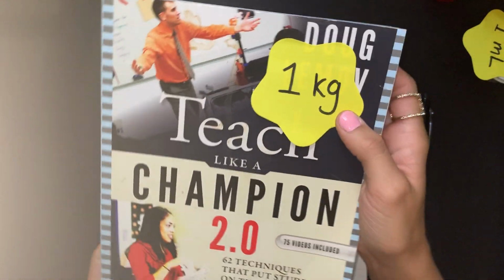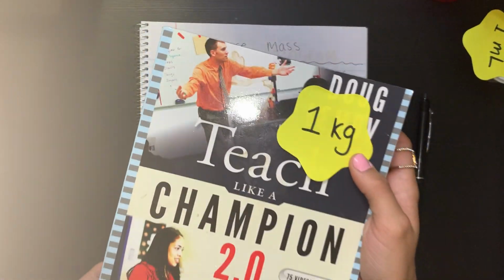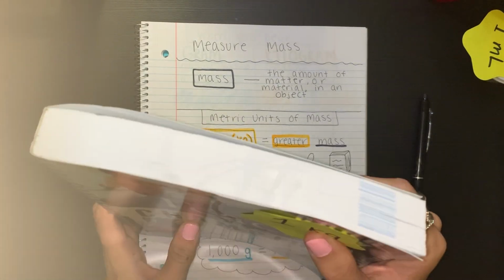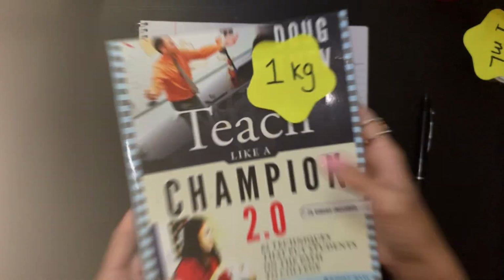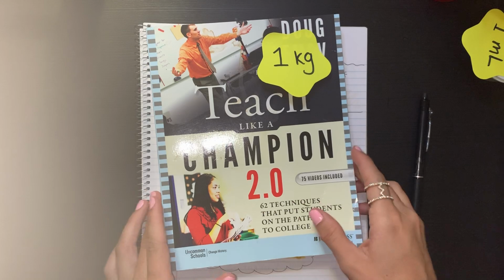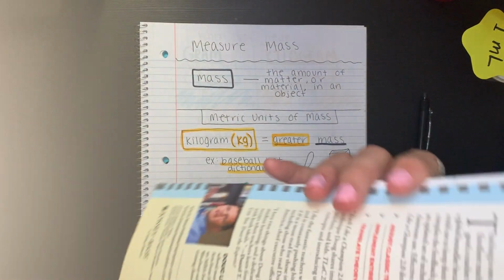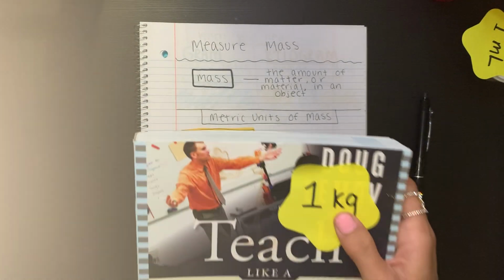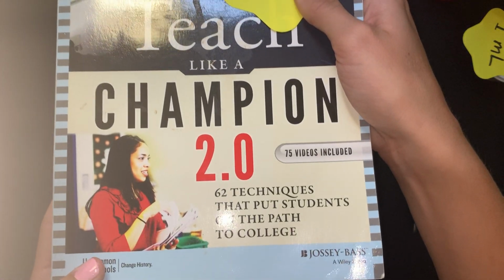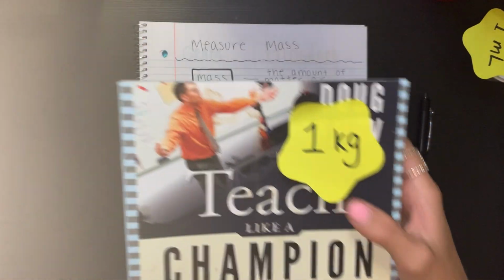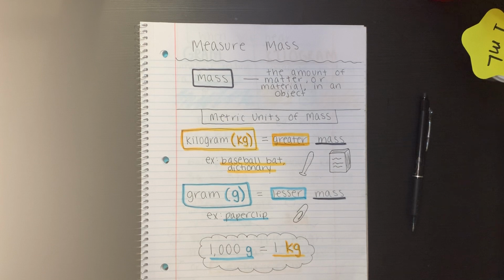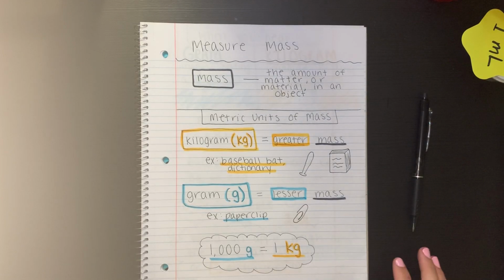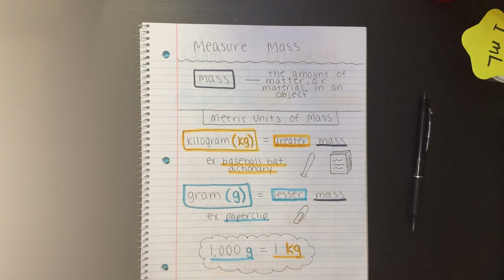So this book is actually called Teach Like a Champion. It's one of my college books. It's a pretty thick book, and if you hear it thud, that gives you a good estimate for what 1 kilogram would be and the amount of matter that would be in 1 kilogram. So it doesn't have to be a dictionary, but that should put it a little into perspective for you, especially when we compare it to a gram, which is labeled g, and that's for lesser mass.